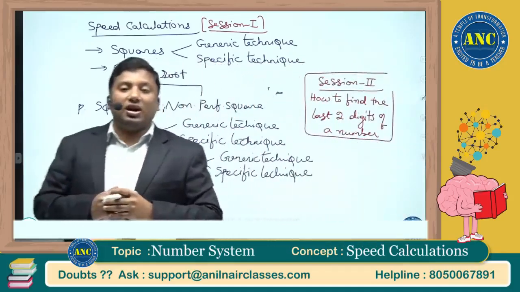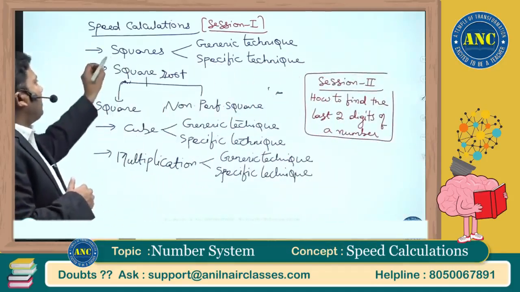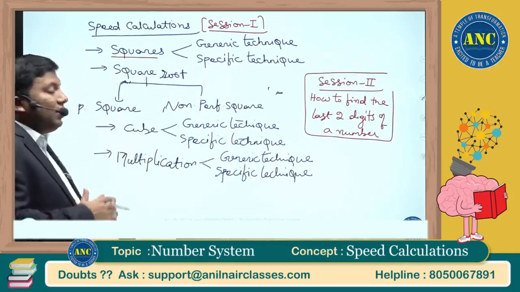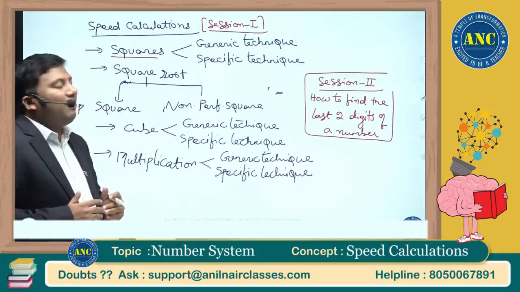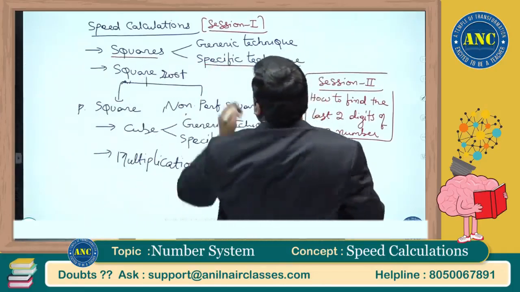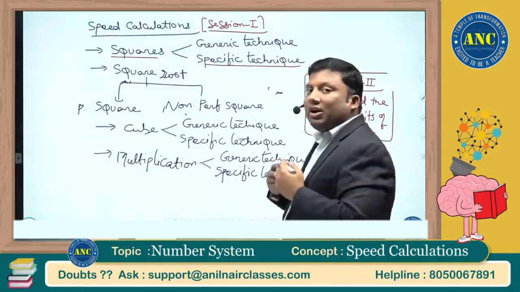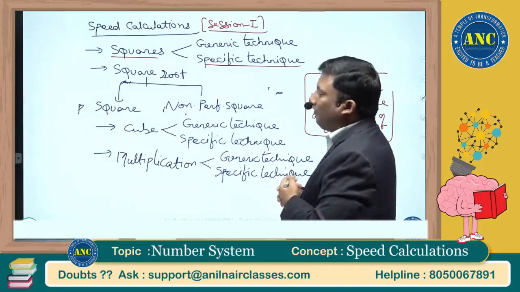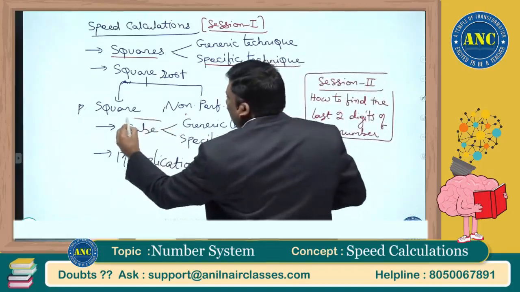This is going to be the structure of the class. We are going to start with elementary level, basic level squares. Generic techniques on how to find the square of a number, and specific techniques related to finding the square of a number. How to find the square root of a perfect square, how to find the square root of a non-perfect square, and how to find the cube of a number.